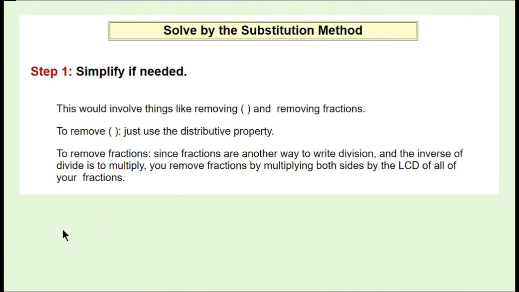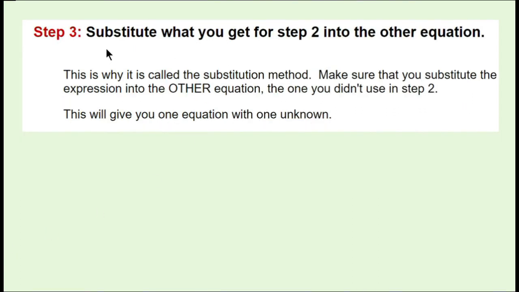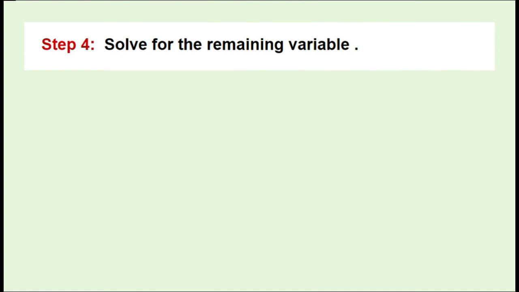For example, x is equal to something, y is equal to something. Then we solve one equation for either variable. For example, we try to find x, or we try to find y first. And then we substitute that into the beginning. So we already have x, for example, we substitute everything back. And we solve for the remaining variable.